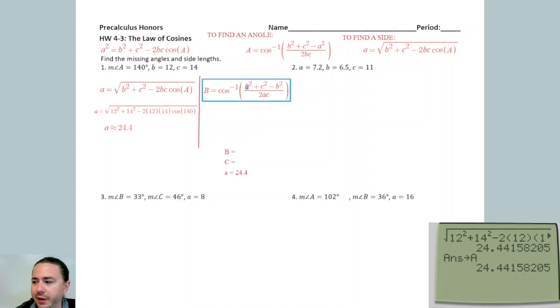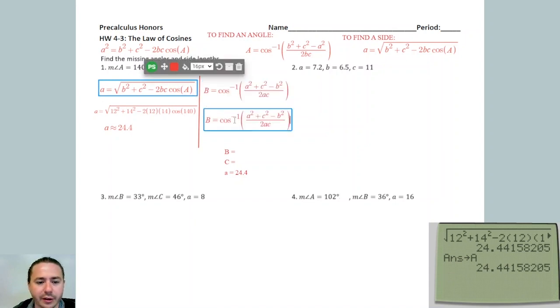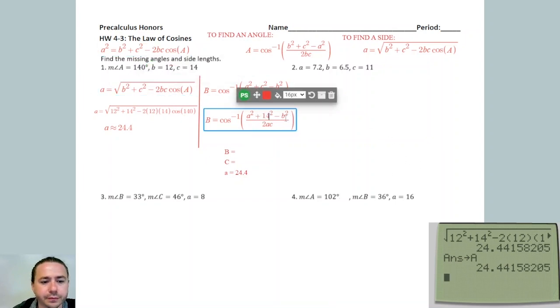So when I go to type in this equation over here, instead of typing in 24.4, I'm going to give it the exact value so I can make sure that this is as accurate as possible. Now, when I write it, I'm not going to write the whole thing here. C is 14, B is 12. I'm going to type in the 24.4, but when I actually put it in the calculator, I'm going to be more precise about it.